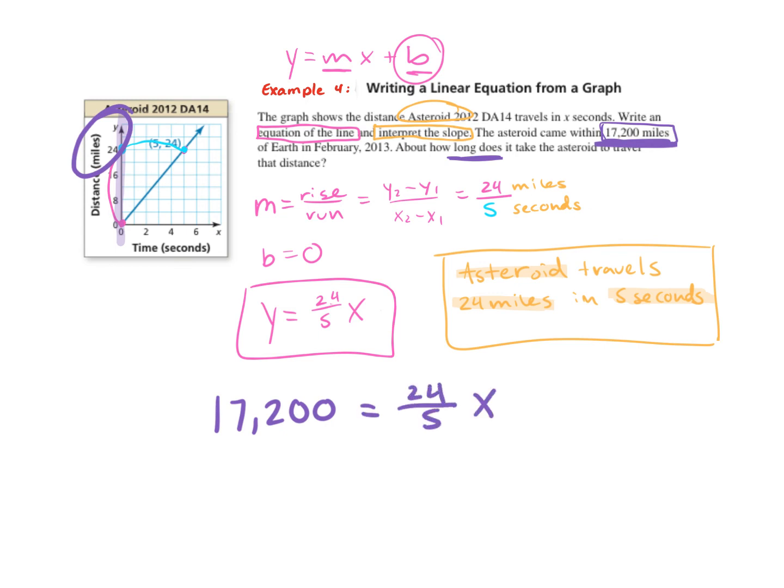And then we can just solve for x to find how long it takes, the time.